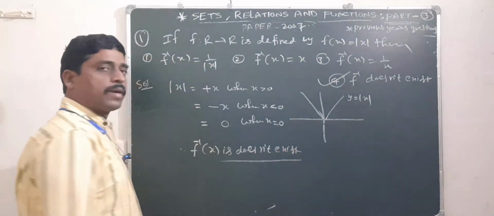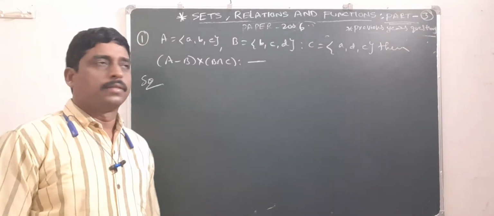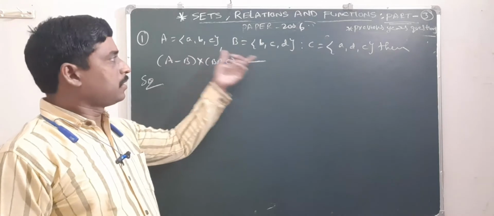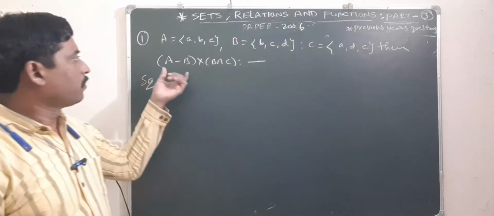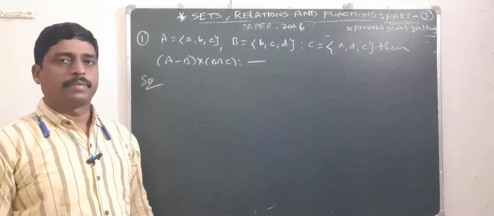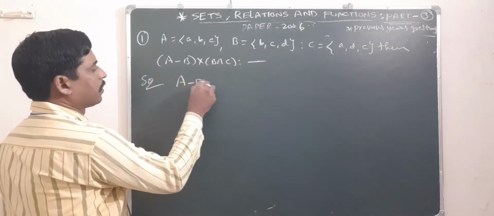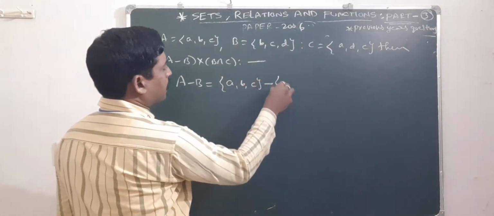So f inverse function does not exist. So let us go to the next problem. A having {a, b, c}, B having {b, c, d}, and C having {a, d, c}. Then we have to find (A minus B) cross (B intersection C). So A minus B: A having a, b, c minus B having b, c, d.